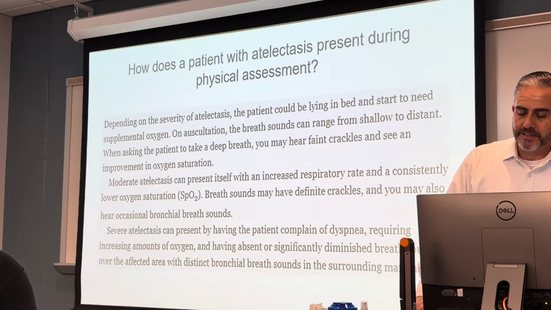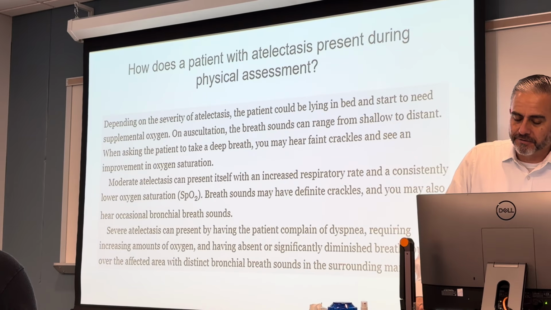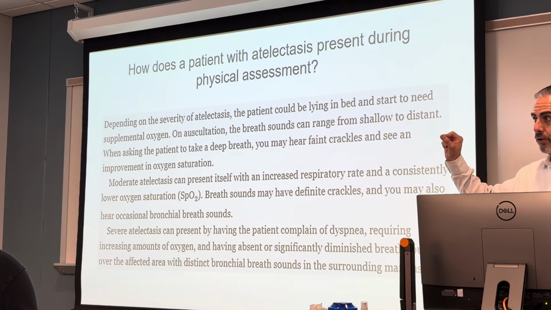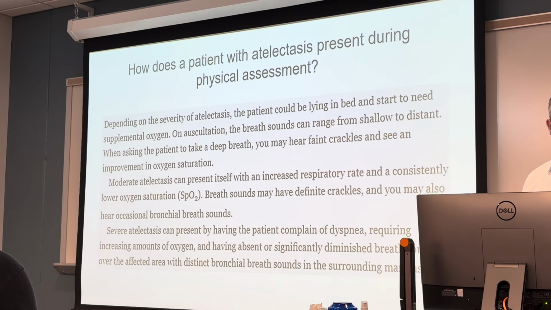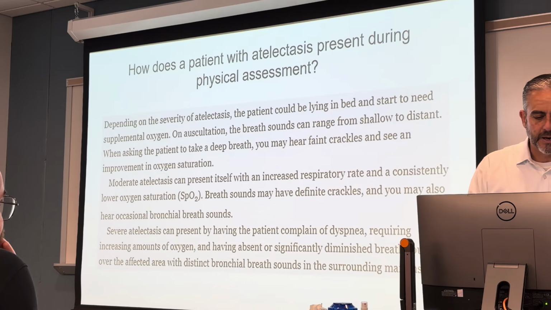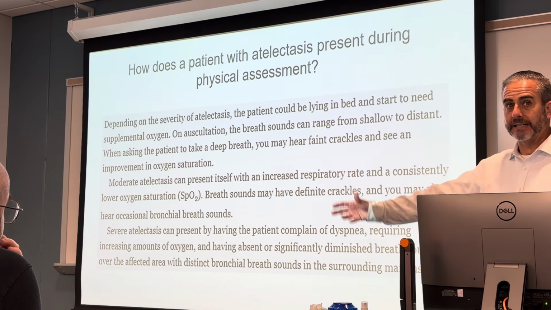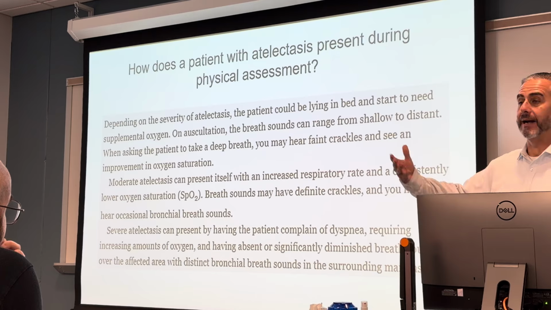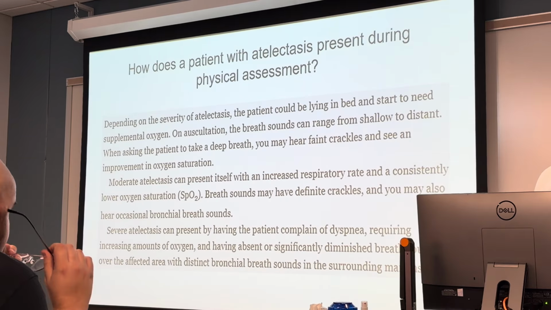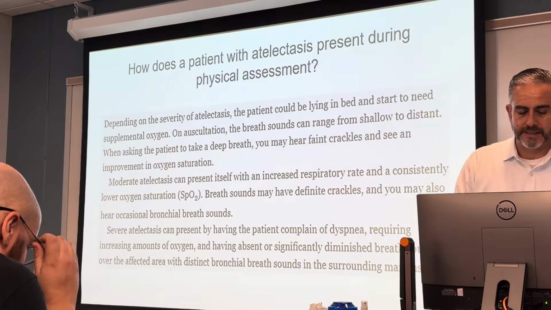On auscultation, breath sounds can range from shallow to distant. When asking the patient to take a deep breath, you may hear faint crackles and see, during deep breathing, improvements in oxygen saturation. That may be our first clue that with normal breathing, they're developing atelectasis. Moderate atelectasis can present with an increased respiratory rate and consistently lower oxygen saturations, which turns to, now we need to give them more and more oxygen or higher concentrations of oxygen. Breath sounds may have definitive crackles, and you may also hear occasional bronchial breath sounds.